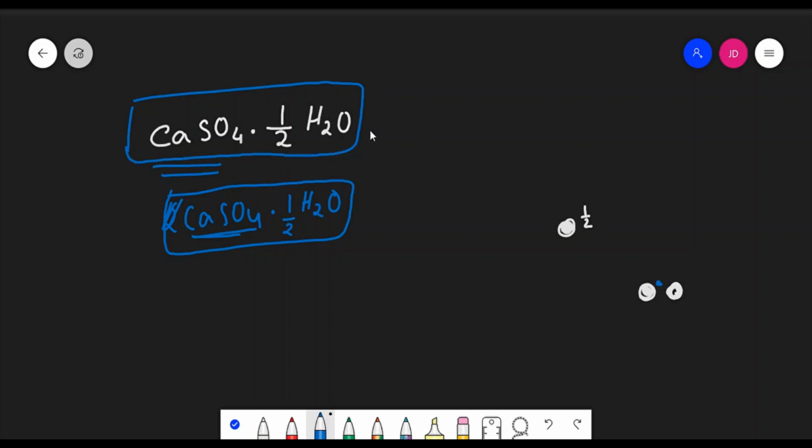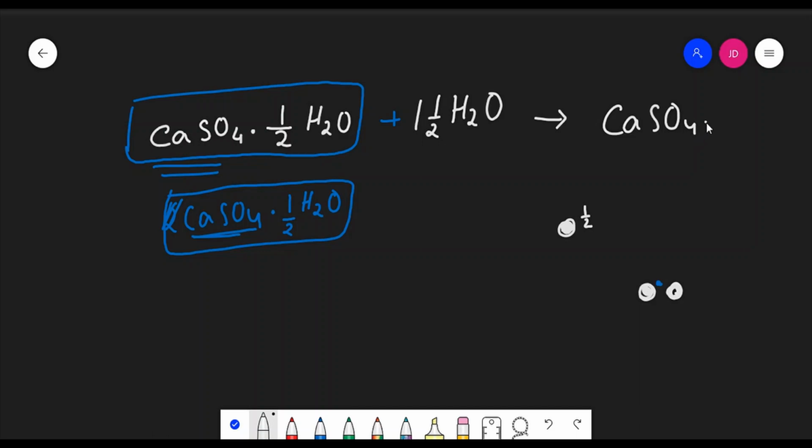Got it? Now what happens is, if I add water to it, plus 1 and a half H2O, because that's what is needed, then it changes into CaSO4 dot 2 H2O. That means if I take CaSO4 and to every single CaSO4 I give 2 water molecules, it becomes some other substance. See, this is the meaning. In our CuSO4, it had 5 H2O. It was normal. You remove the 5 H2O, it was something else completely. It was no use for us.